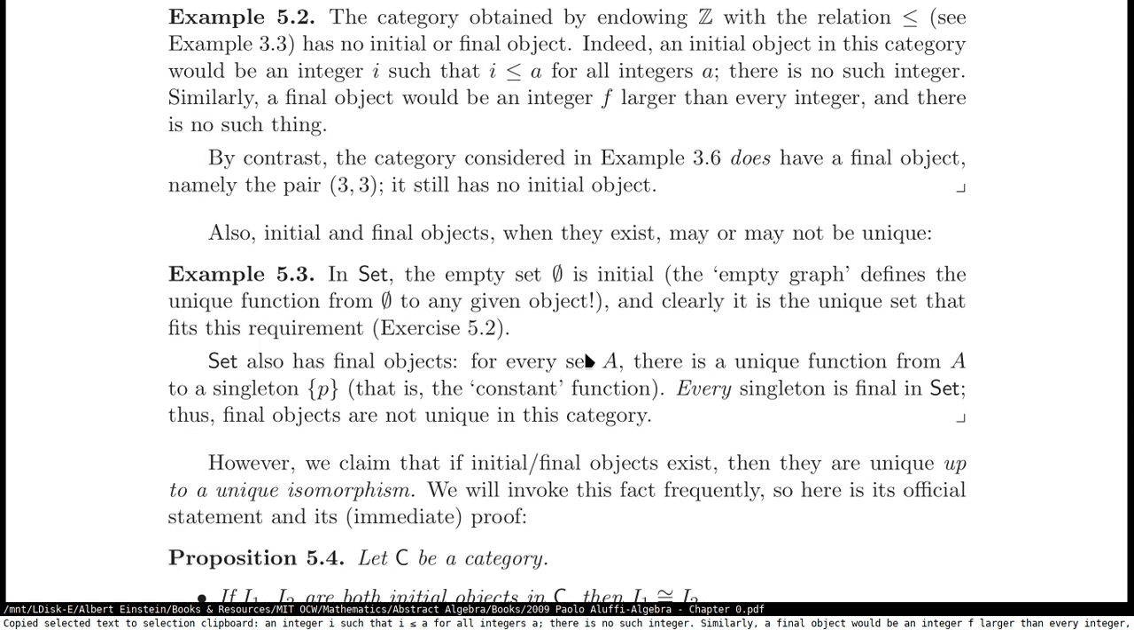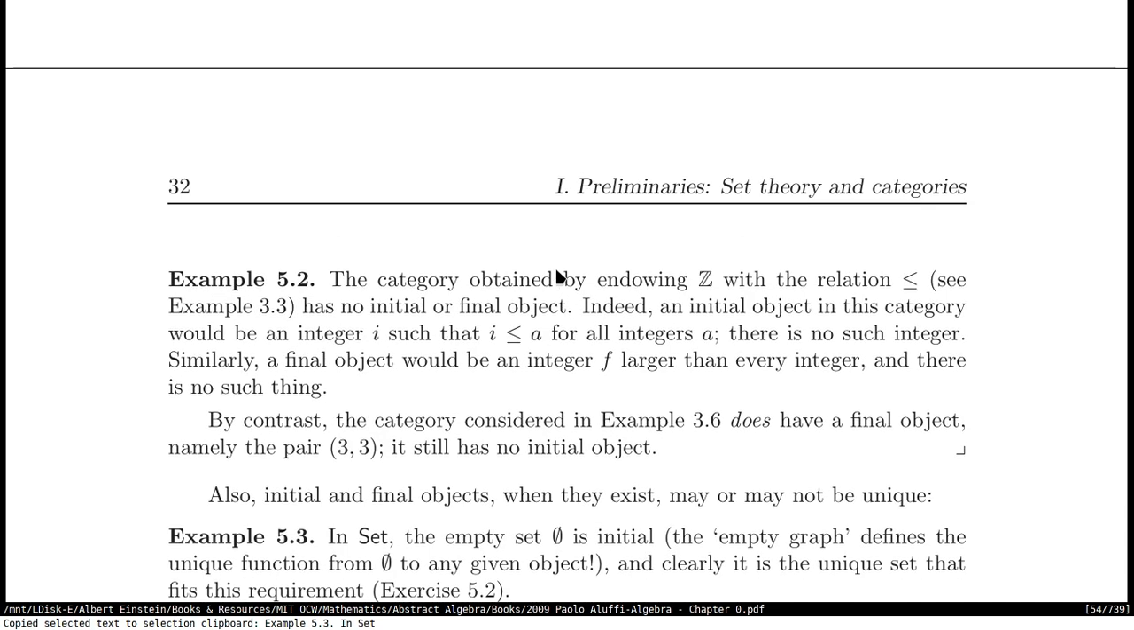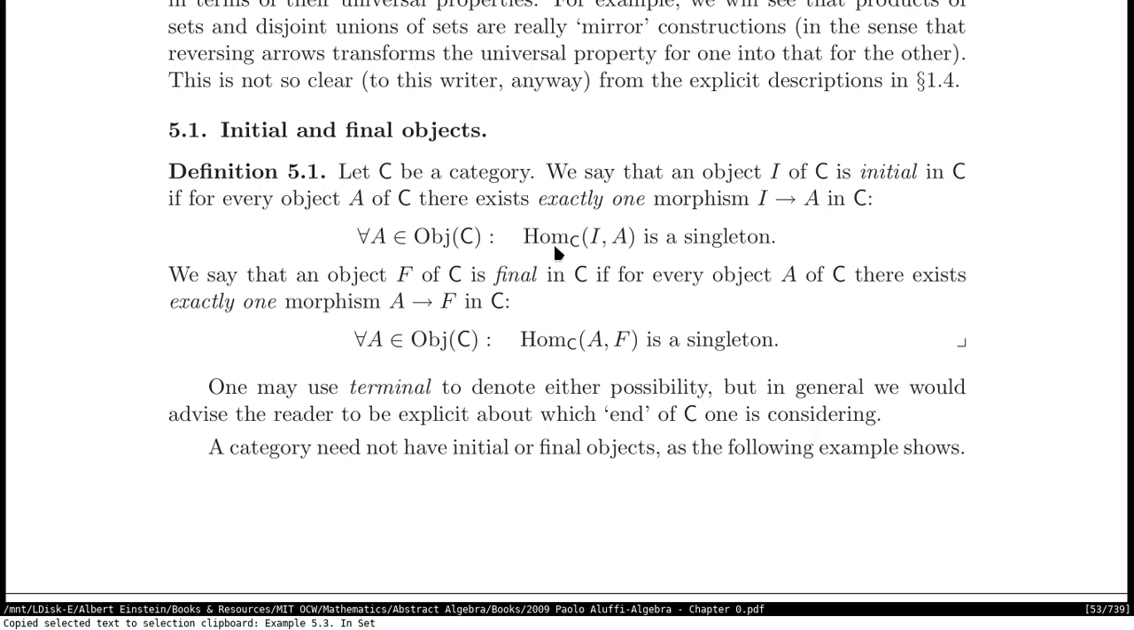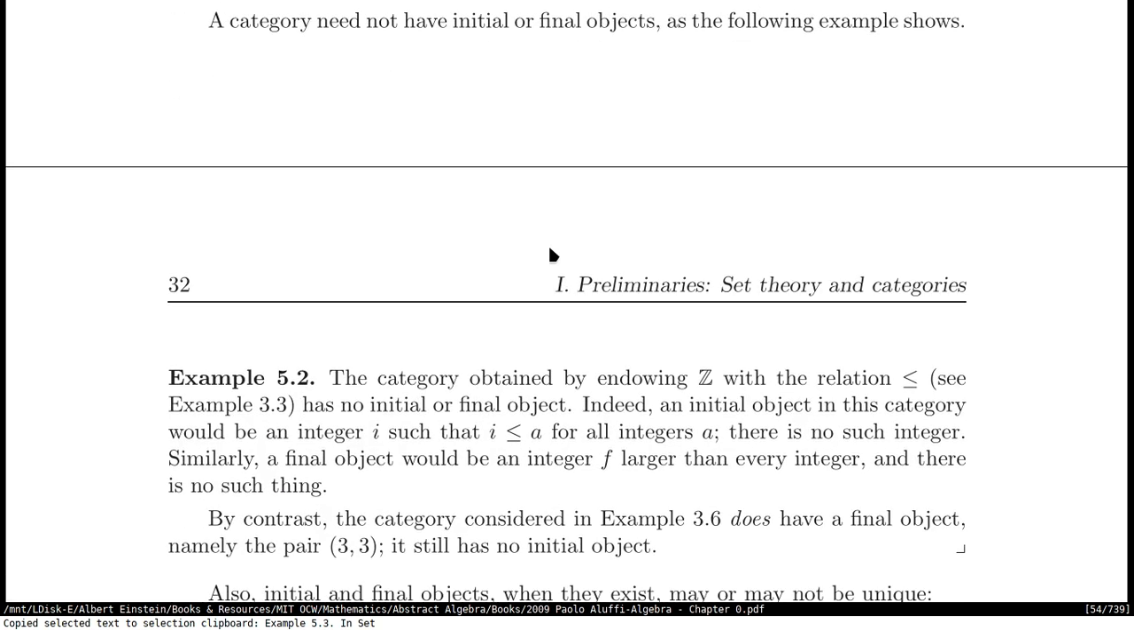Okay. So we have another example in the category of sets. The empty set, the null set, is the initial object. The empty graph defines the unique function from the null set to any given object. And clearly it is the unique set that fits this requirement. And it's an exercise. So yeah, it makes sense, right? In the category of sets, the null set is the set from which you have exactly one morphism to any other set.